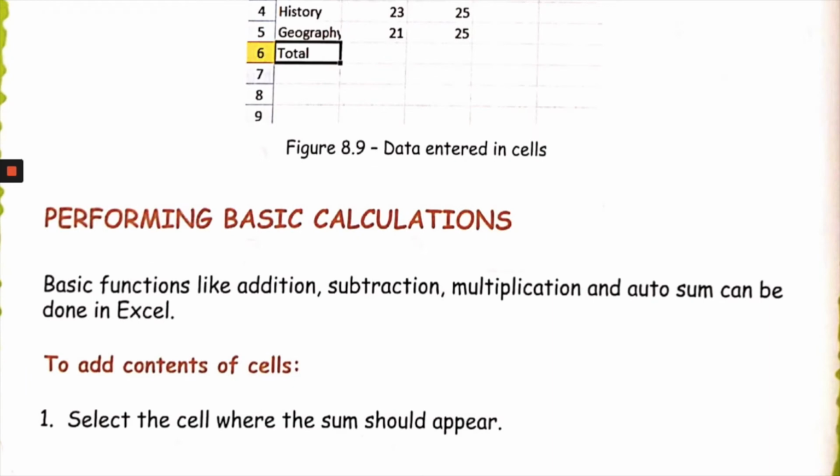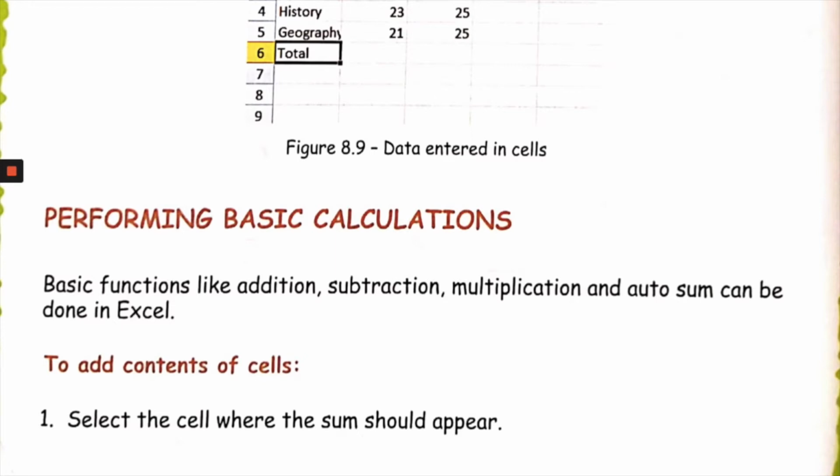Performing basic calculations. Basic functions like addition, subtraction, multiplication and autosum can be done in Excel. To add contents of a cell, here you have written the marks obtained in different subjects. You can find the total of it. How to do it is what we are going to see.